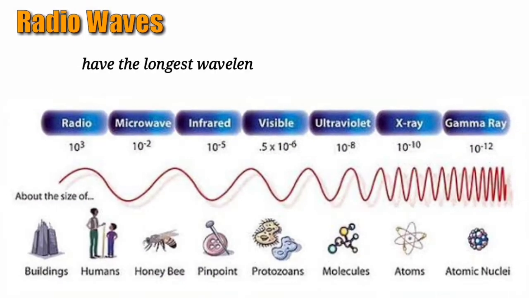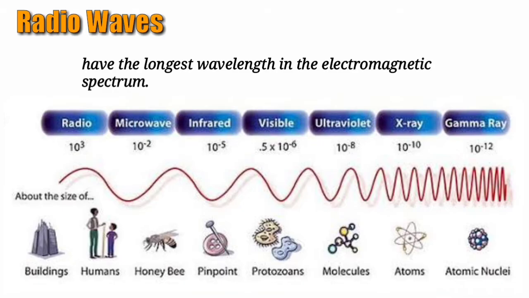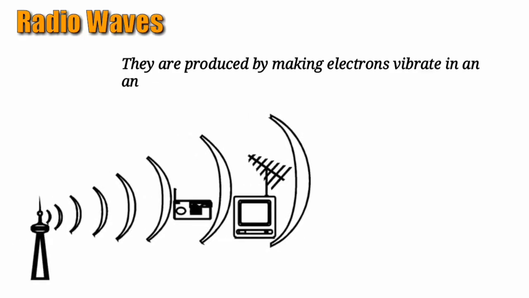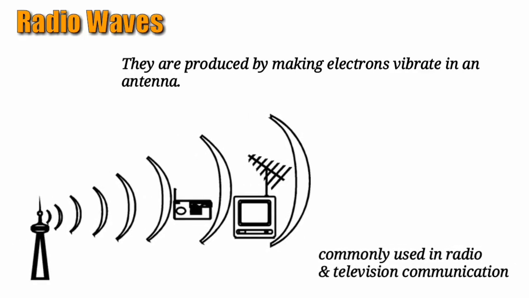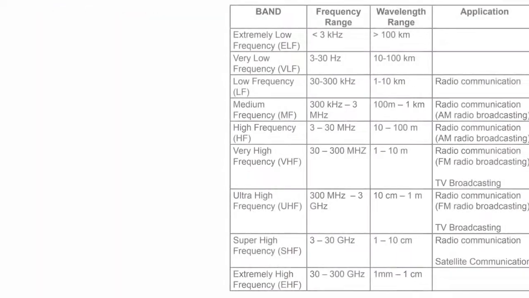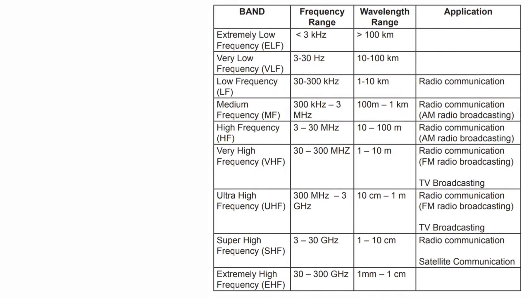Radio waves have the longest wavelength in the electromagnetic spectrum, which is compared to the length of a football field. They are produced by making electrons vibrate in an antenna and commonly used in radio and television communication. Radio waves have a very wide range of wavelengths.